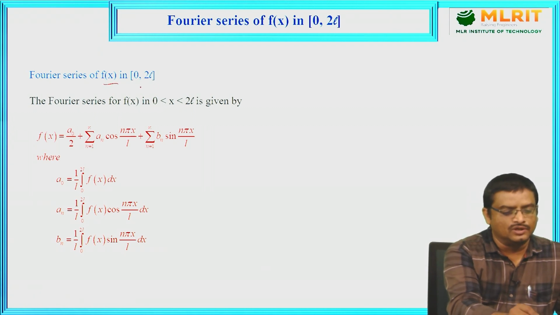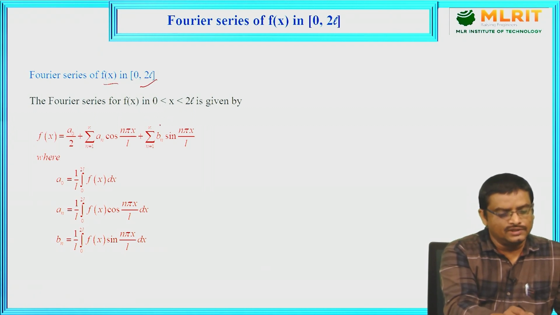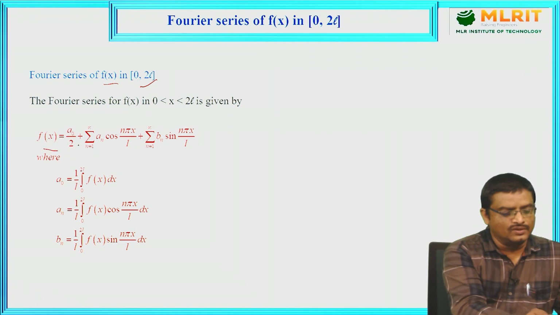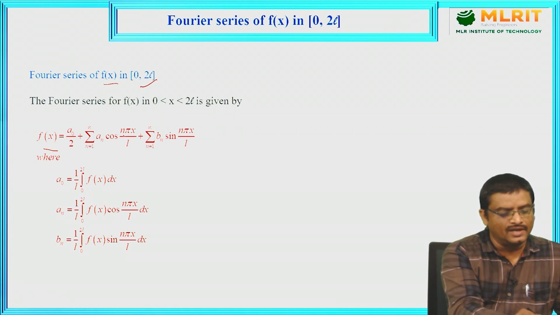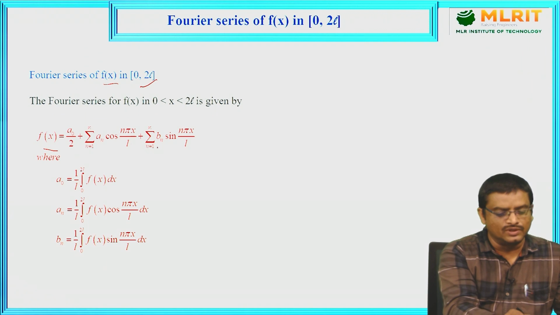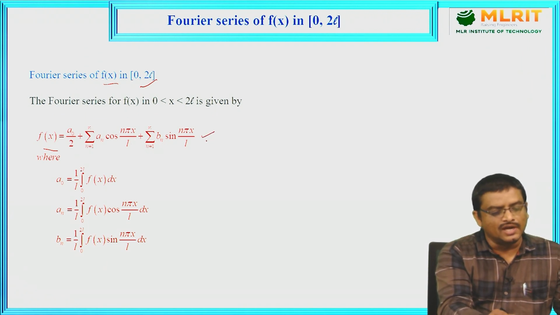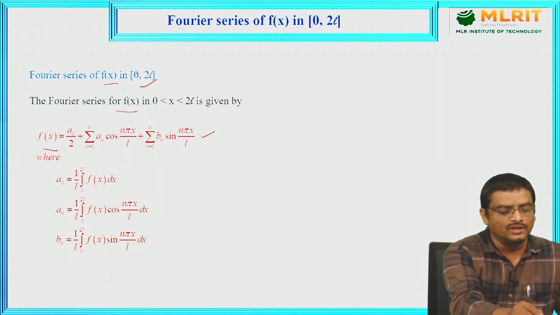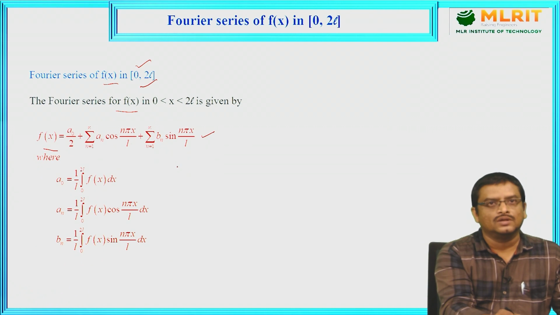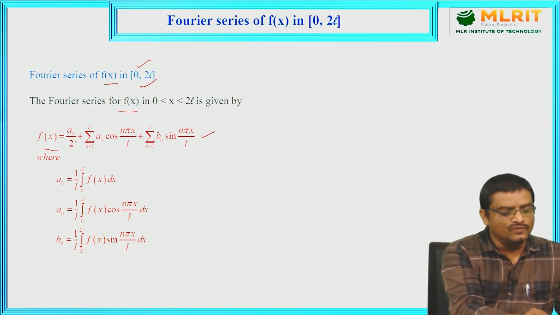the interval 0, 2l. This is given by f of x is equal to a0 by 2 plus summation n is equal to 1 to infinity an cos n pi x by l plus summation n is equal to 1 to infinity bn sin n pi x by l. This is the standard formula we will use to find out the Fourier series of this function in the interval 0, 2l. And here we have three coefficients a0, an and bn.